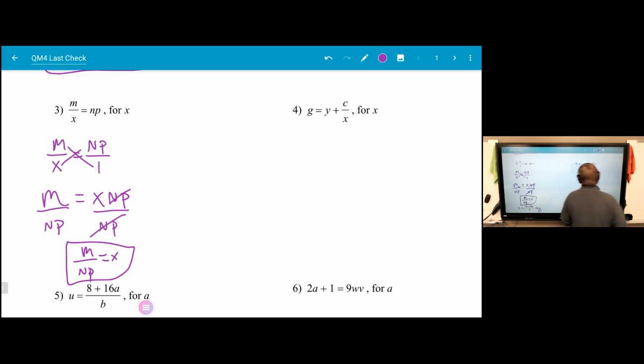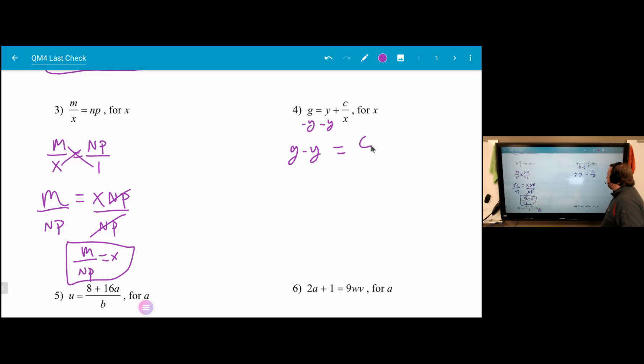Number 4. Okay, I've got g equals y plus c divided by x, solving for x once again. I can't just flip it yet, or I can't do anything with it yet. I've got to subtract y from both sides first. So I've got g minus y, or negative y plus g, however you want, equals c divided by x. Now, I could do the same thing I did on number 3, or I'm going to show you a different method. I'm going to flip both of them.